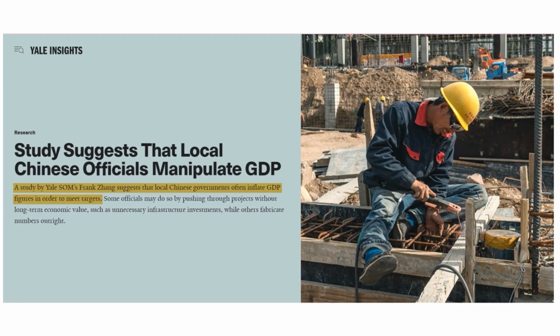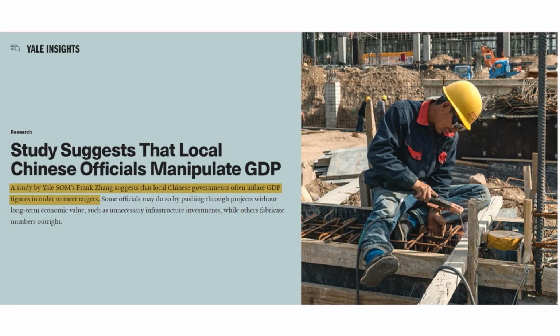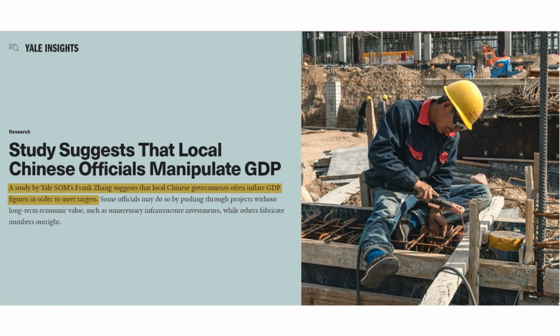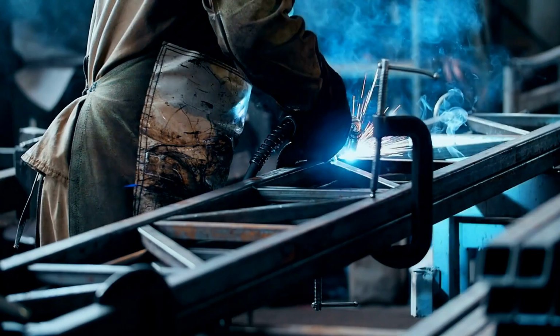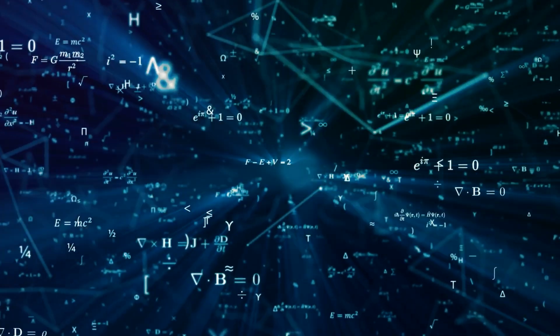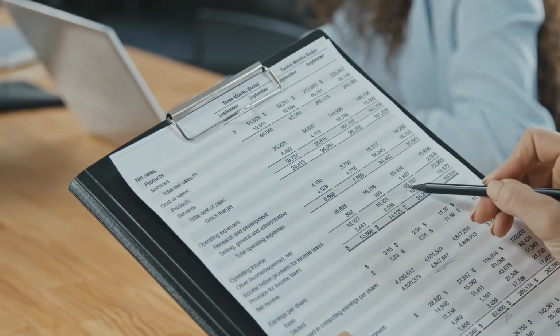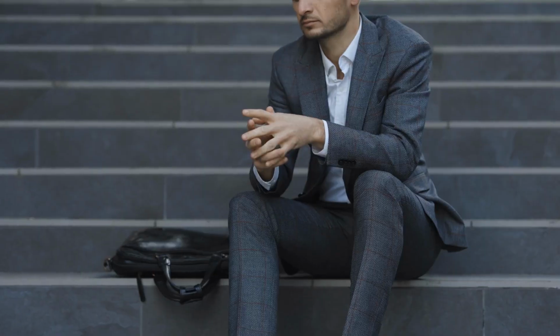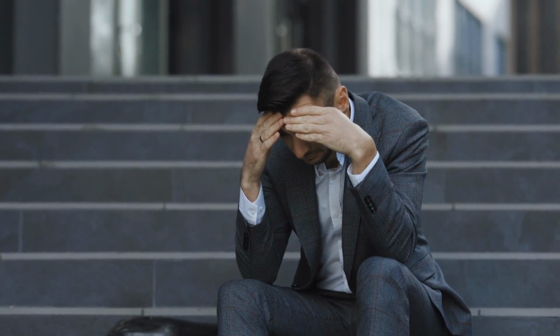Some officials may do so by endorsing projects that lack long-term economic value, such as unnecessary infrastructure investments. Meanwhile, some might entirely fabricate these figures. The logic is simple. The higher the GDP they report, the more competent they appear. If growth targets are not met, they can lose their job.